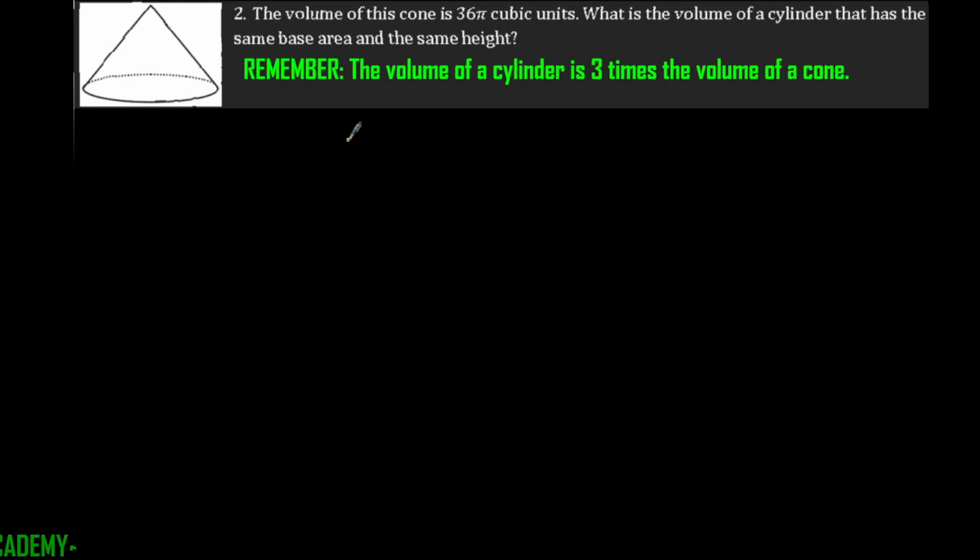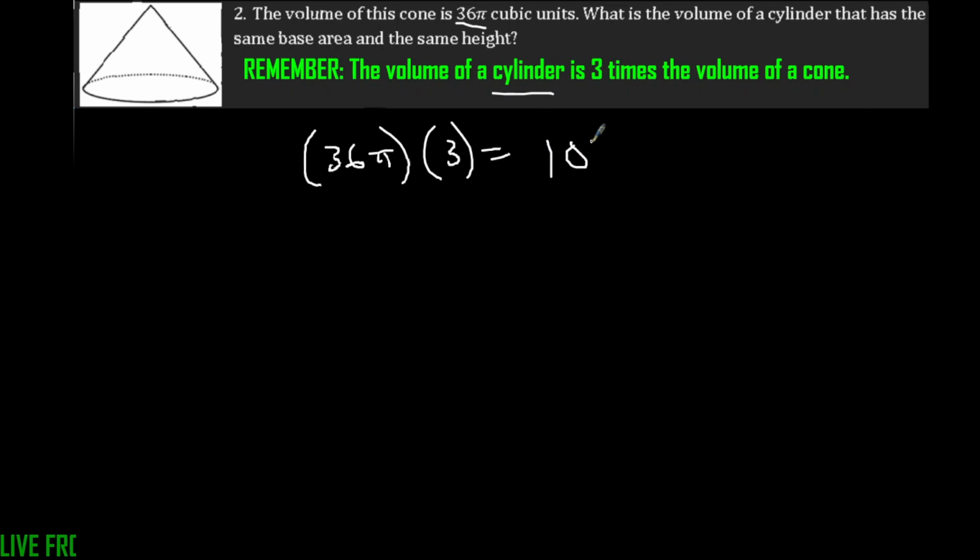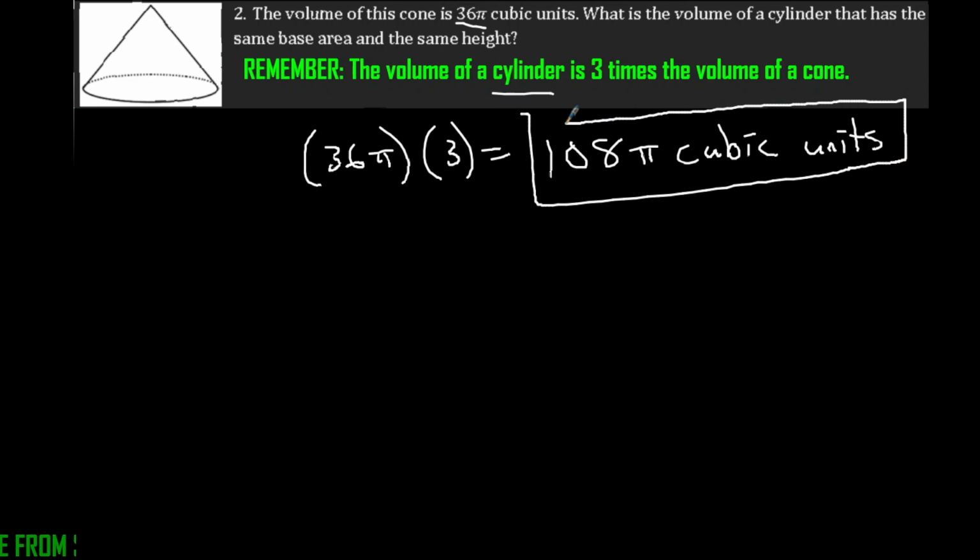We can take the volume that it gives us, 36 pi, and just multiply it by 3, because we're not getting the cylinder this time. So the volume of the cylinder is 108 pi cubic units. So that's going to be the volume of the cylinder. Very little calculation, but we can actually find what it gives us.